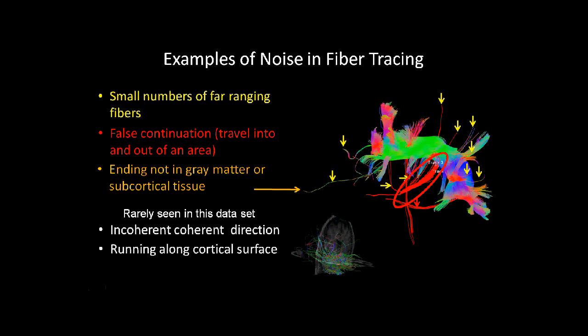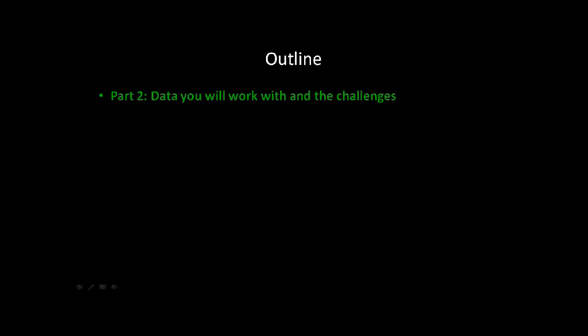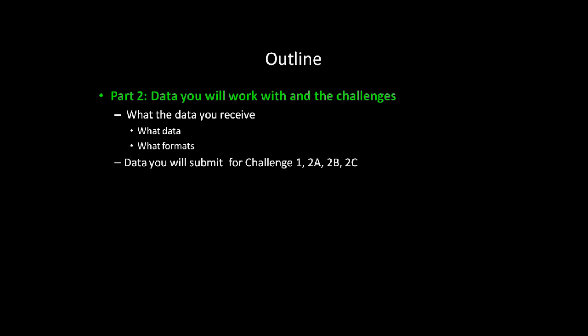I note that in fiber tracking of other data sets, you'll find other problems such as incoherent direction of the fibers or running along the cortical surface. We do not find that with the methods that we have used within that process, but these problems have plagued most previous fiber tracking methods. So in terms of part 2, what is the data that you will receive in terms of the data and formats? What do you submit for each of the challenges?